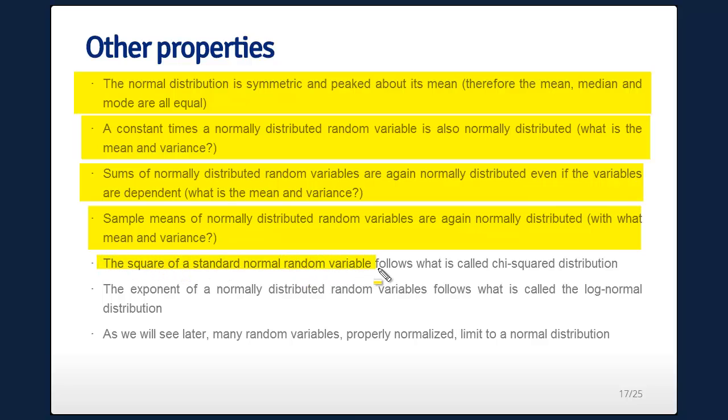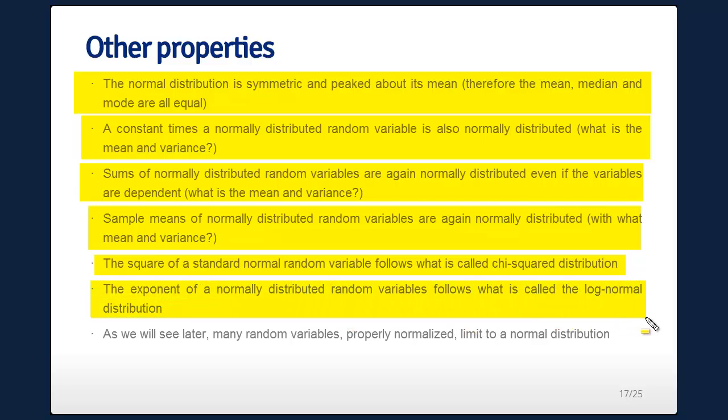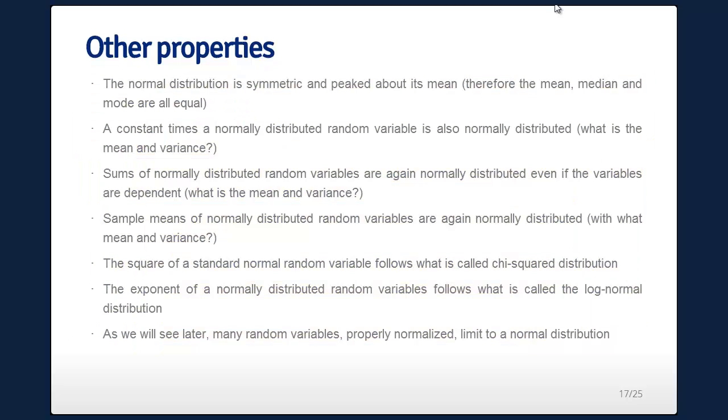The square of a standard normal random variable follows what's called a chi-squared distribution with 1 degree of freedom. And then the sum of independent chi-squareds just adds up the degrees of freedom. So the sum of 2 independent chi-squareds with 1 degree of freedom is a chi-squared with 2 degrees of freedom. The exponent e to the x, if x is a normal, is a so-called log normal random variable. And as we'll see later, many random variables, if we normalize them in the right way, limit to a normal distribution. So that's why it's king of all distributions. I think probably this property is what makes the normal distribution top dog.